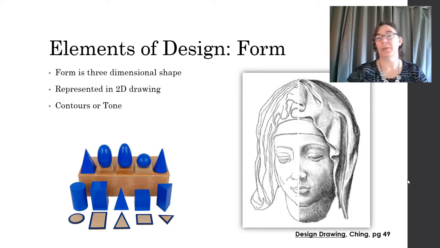So here's an example on our right-hand side of a drawing that is representing the form of this human face using contours and using tone. And you can see that these are two different styles and two different methods of conveying the form of this object.